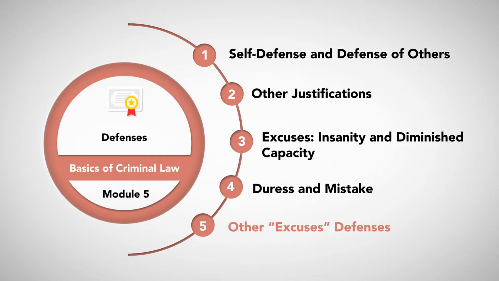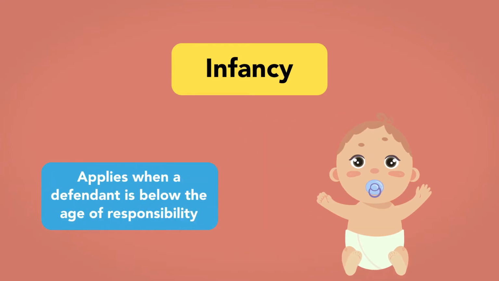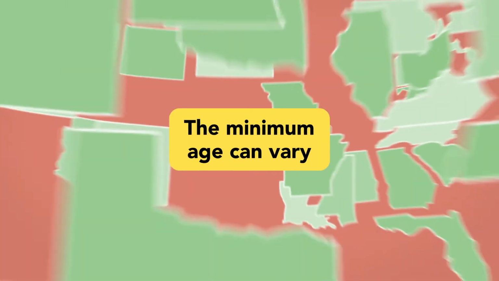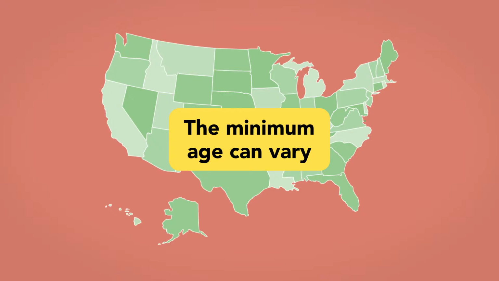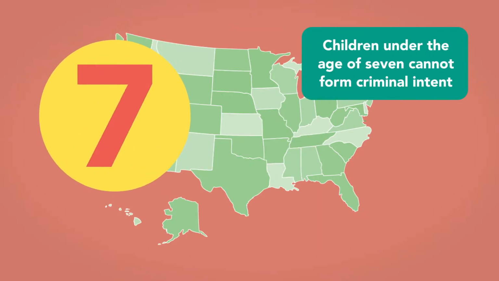Other excuses defenses. Infancy. The defense of infancy applies when a defendant is below the age of responsibility. Children may be deemed not to have the mental capacity necessary to form criminal intent. The minimum age can vary from jurisdiction to jurisdiction. It's generally accepted that children under the age of 7 cannot form criminal intent.